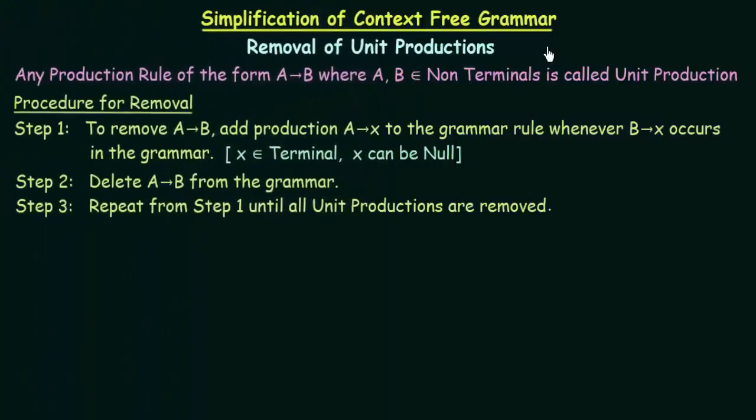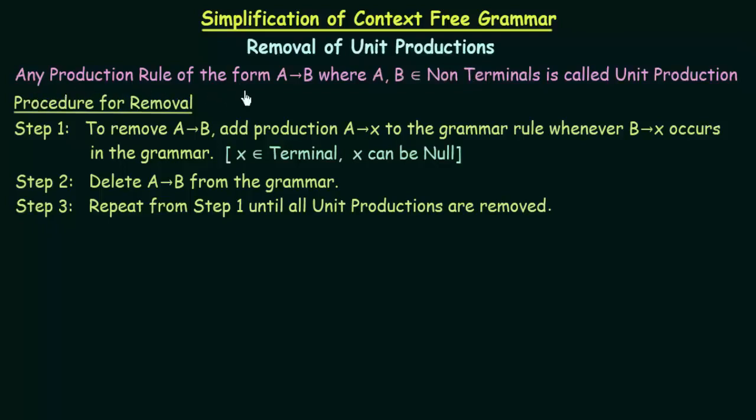In the last lecture, we studied the reduction of context-free grammar, which was the first step in the simplification of context-free grammar. In this lecture, we will be studying the next step in the simplification of CFG, which is removal of unit productions. So first, let's understand what unit productions are.